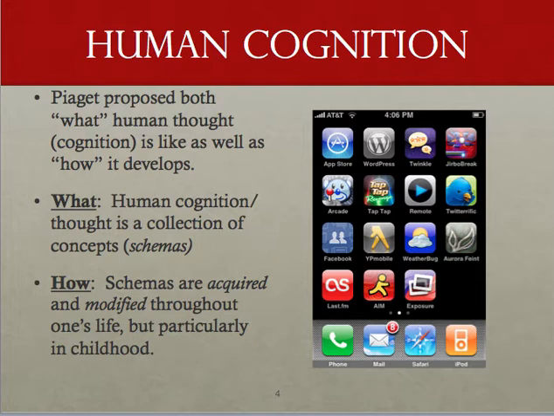So in this image, we have a phone screen with all of its apps. If you think about the apps as a collection of categories or concepts, this roughly conceptualizes what he's talking about. These categories or concepts, according to Piaget, are called schemas. We acquire and modify our schemas throughout our lives. It's a process, and this process of acquiring and modifying schemas constitutes learning, according to Piaget.